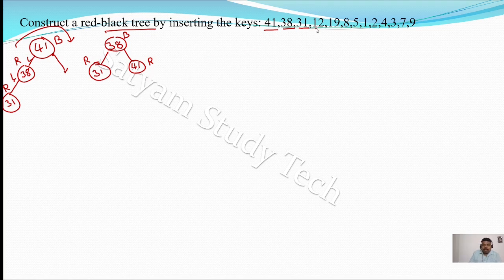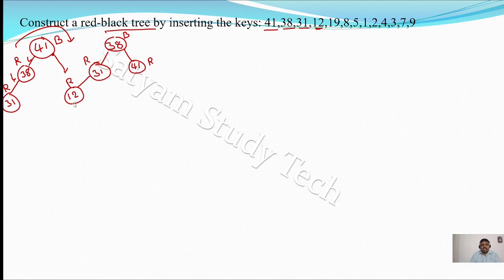Then we have to add 12. Where can you add 12? You can add the 12 left of 31, right? We have to follow the BST. Okay, 12 is added here, which is also a red color, right? Which is also a red color. So again the red violation is there.